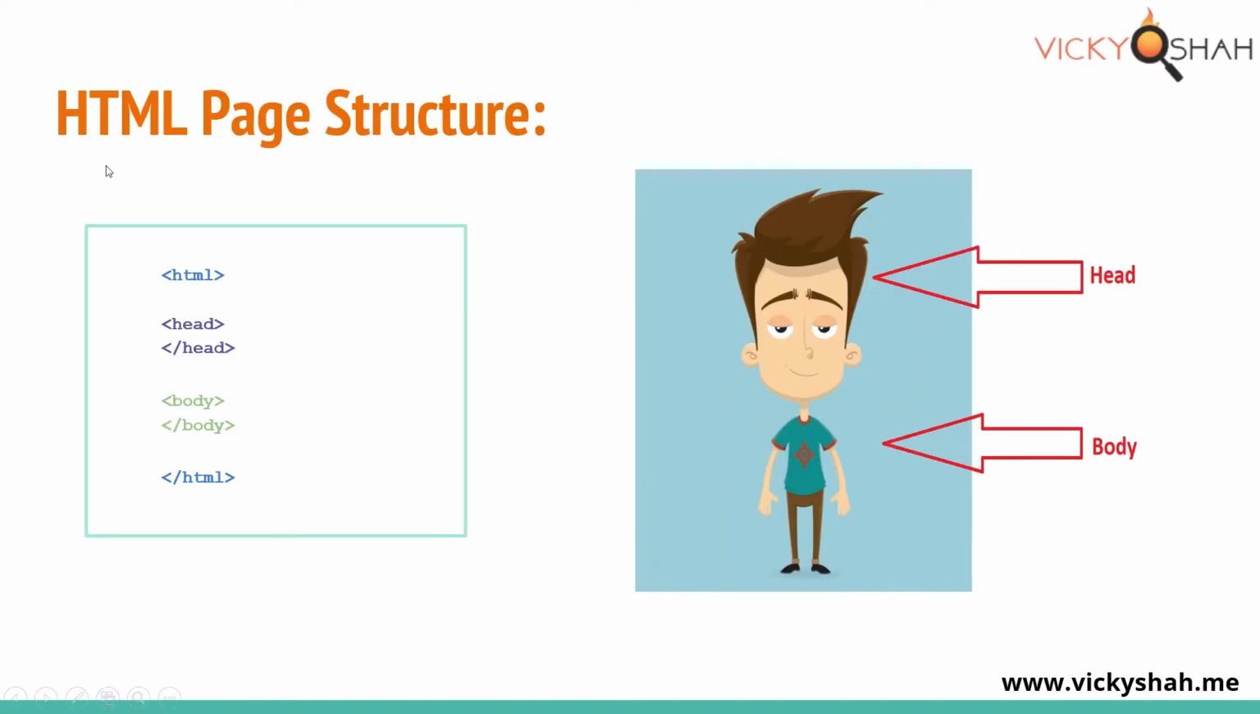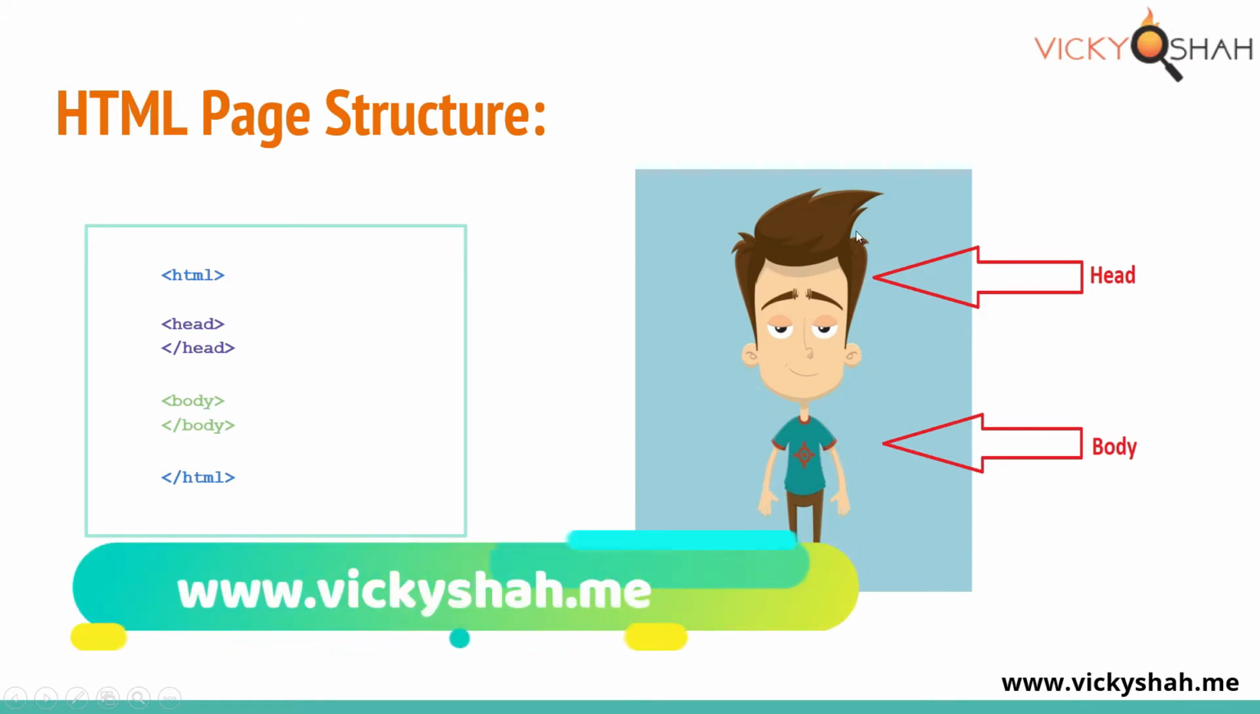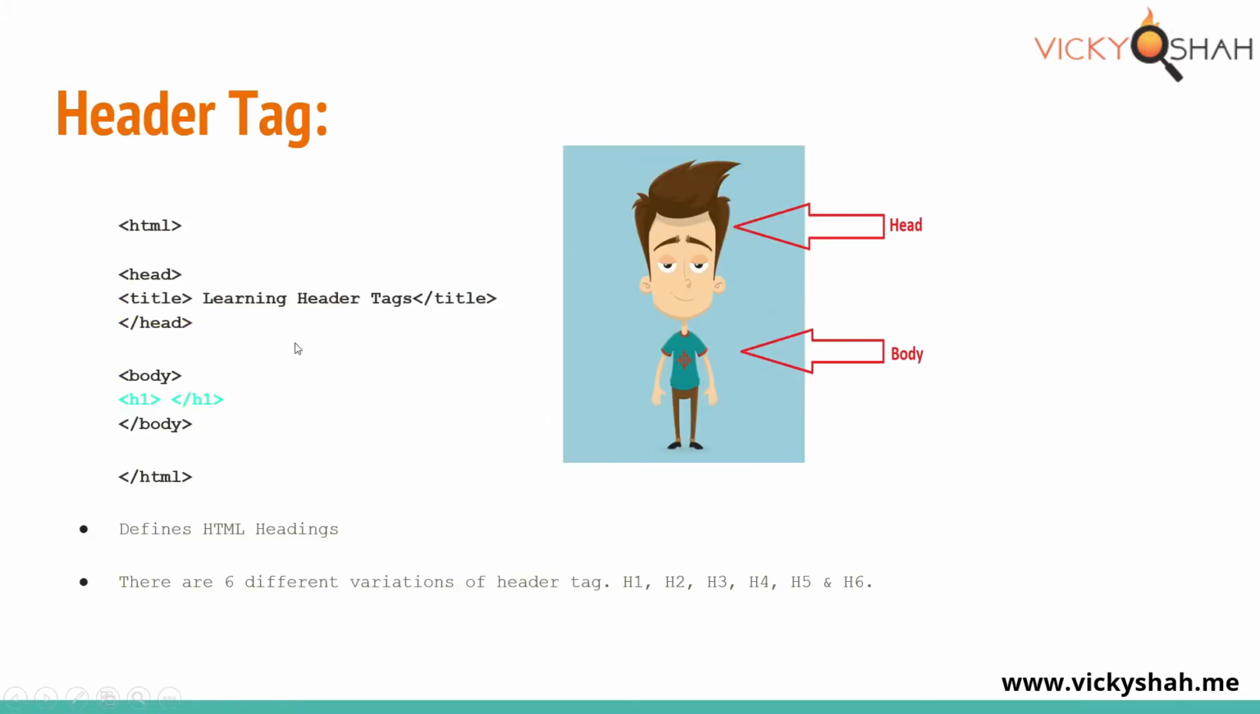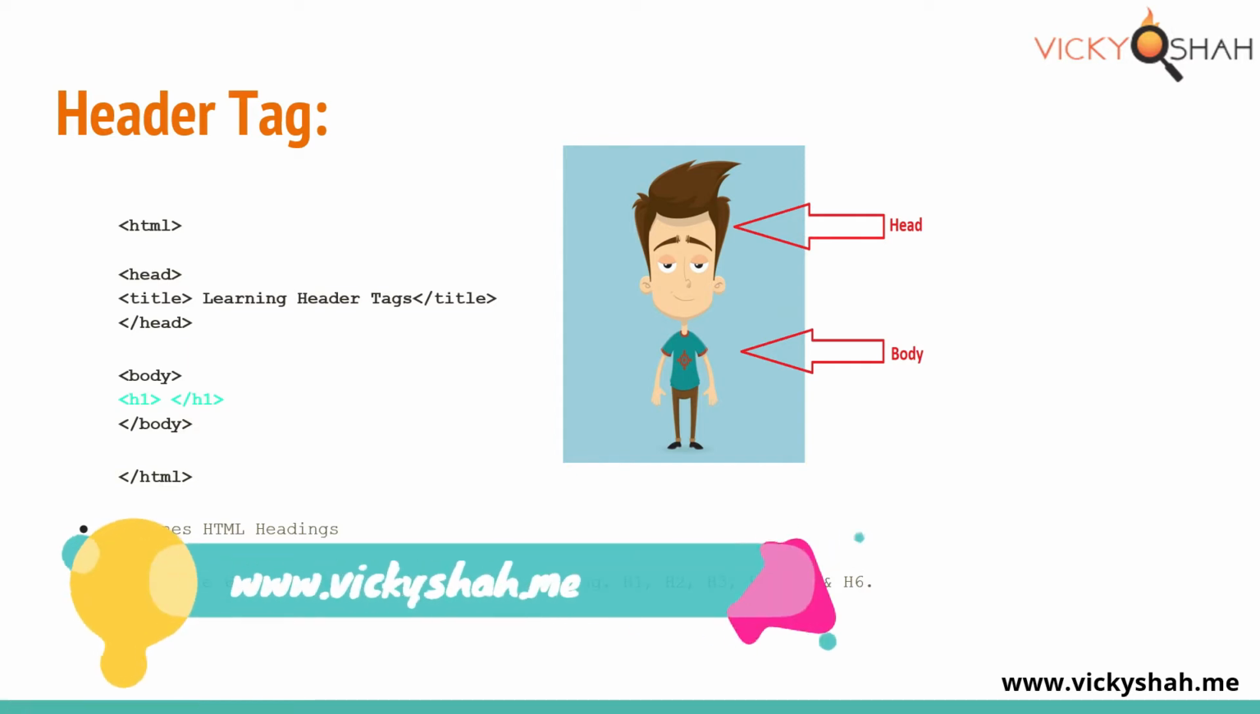Well, before that, I hope you all remember the HTML page structure, which is similar to a human body. There's a head on the top and then there's a body section. Within the head, there are multiple things that can be included, for example, a title and a meta description. Within the body, the components which are actually visible in a HTML page will be added. In this video, we'll learn about the header tags. The header tag will be added within the body. Let's talk about the header tag and see what and where it is used.